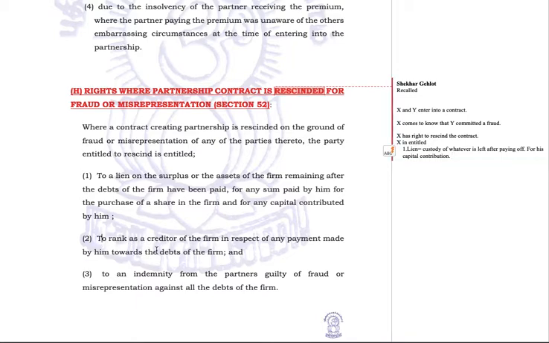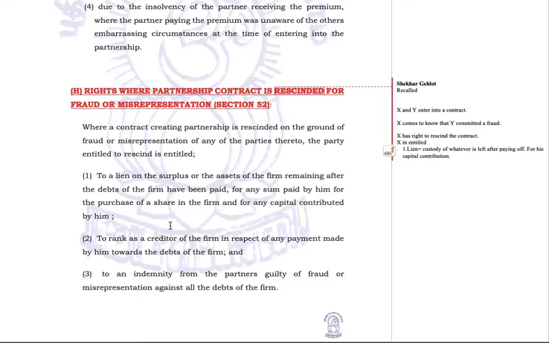To rank as a creditor of the firm in respect of any payment made by him towards the debt of the firm. So, if he has made some payments towards the debt of the firm because the firm was based on a fraud or sham, he will become a creditor of the firm. The firm will have to pay him back. Okay, he will be a creditor.